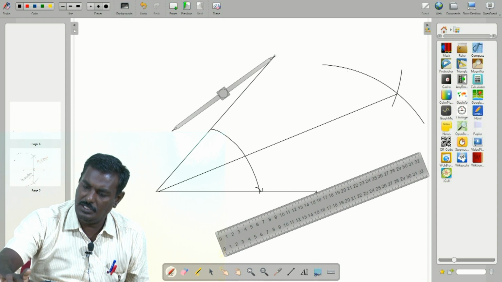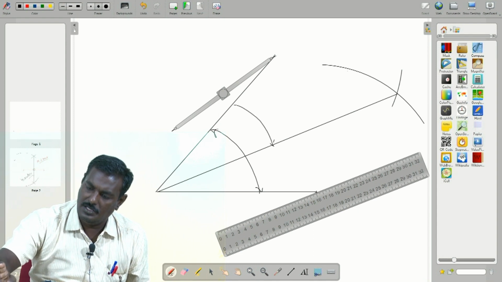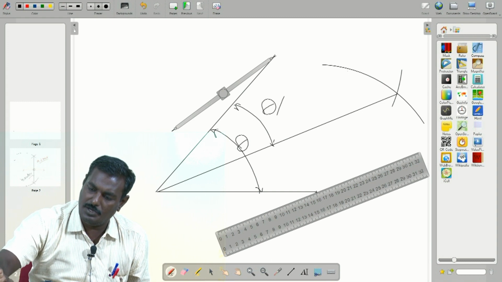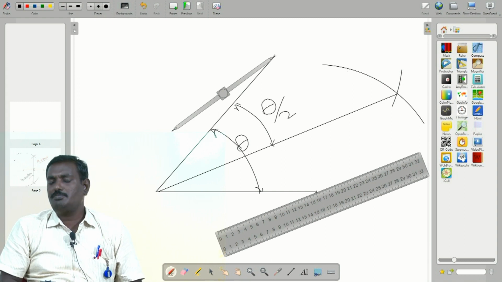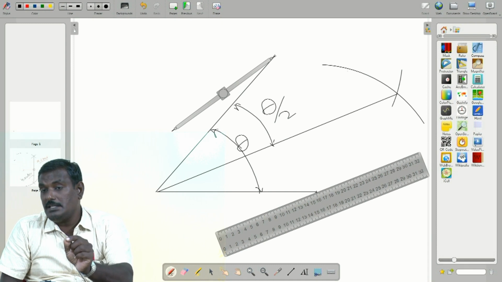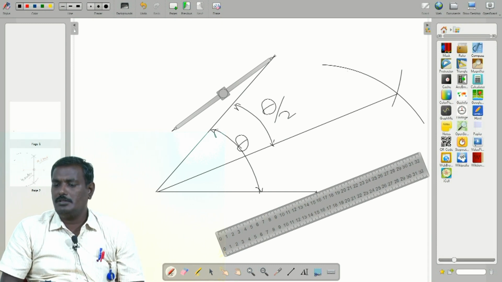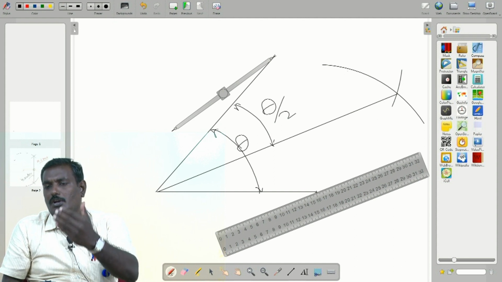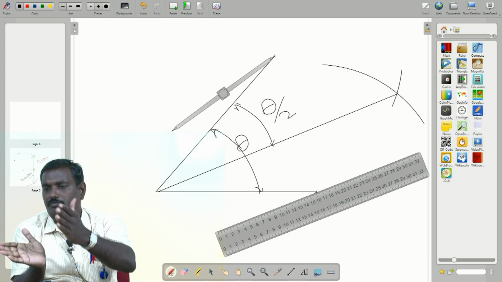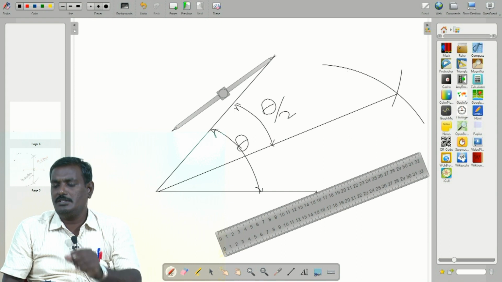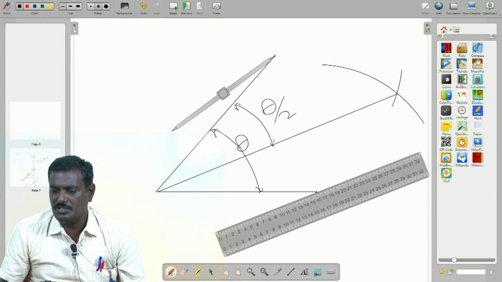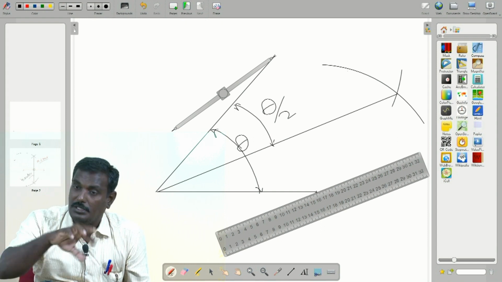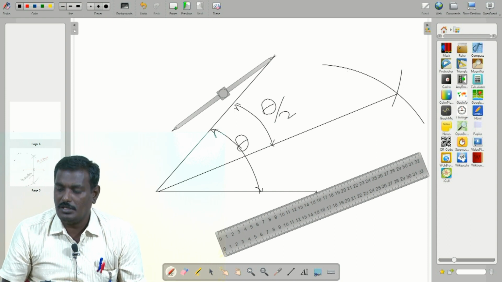This is the angle. If you take this as theta, this will be theta by 2, that is, it bisects the angle. With the help of this construction you have to determine the half of the angle between these two edges, that is the meaning. In similar fashion you have to determine the center point of an arc.